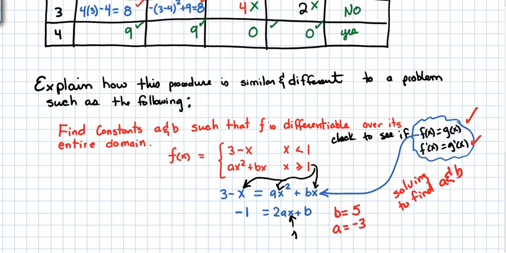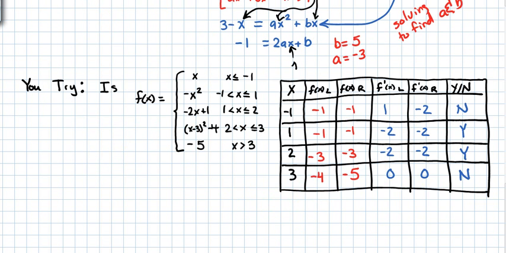Go ahead and pause this. I'm going to give you a couple example problems to work. So here are the answers. We are not differentiable because our derivatives don't match at negative 1, and we are not differentiable because the function f of x does not equal g of x at 3. Everywhere else, at all the other junctions, they are differentiable.